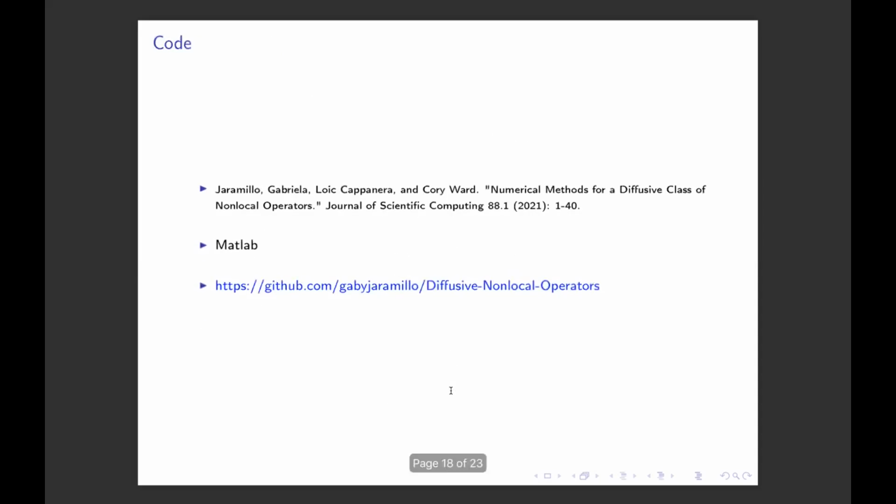So the last thing that I want to show you is, well, advertise that these results are in the paper that I have here, that the code is implemented in MATLAB, and that you can find all the examples that were in the paper. The code can be found here on GitHub.